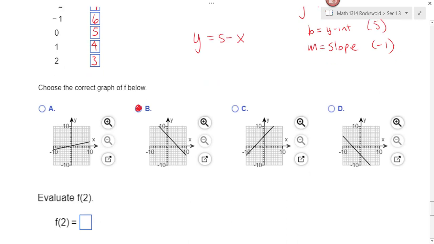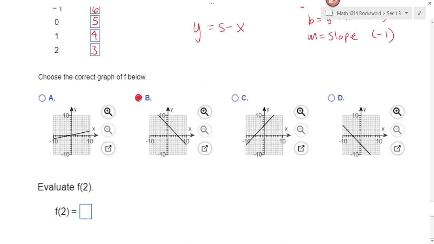Then we want to evaluate f of 2. Well, my function was f of x equals x minus 5. So f of 2 will be equal to 2 minus 5, and f of 2 then is -3.